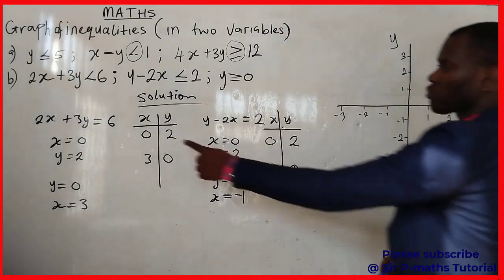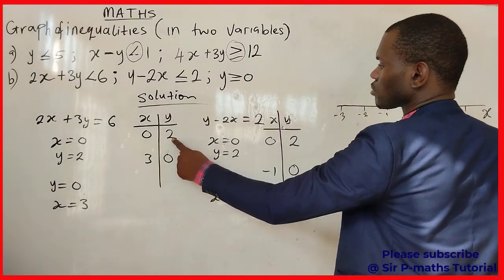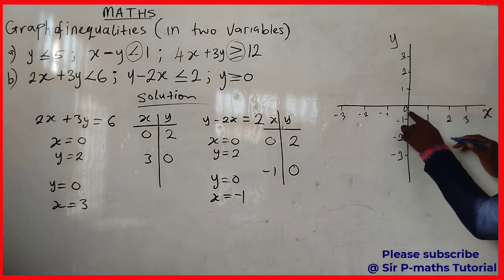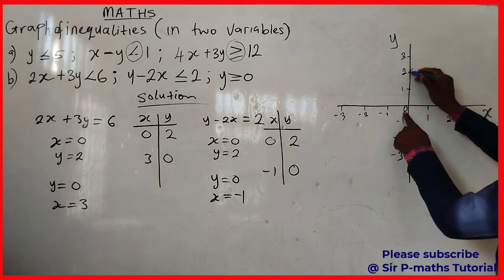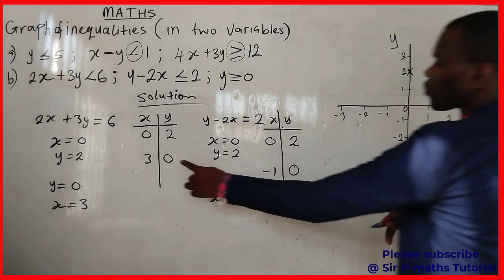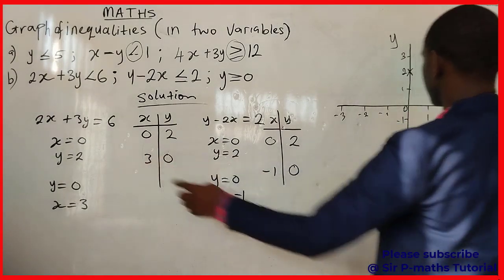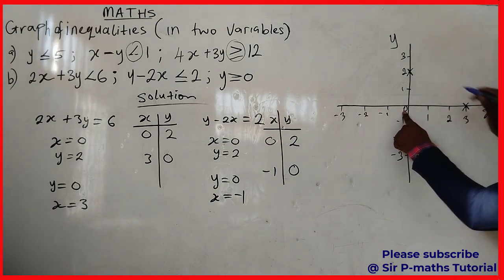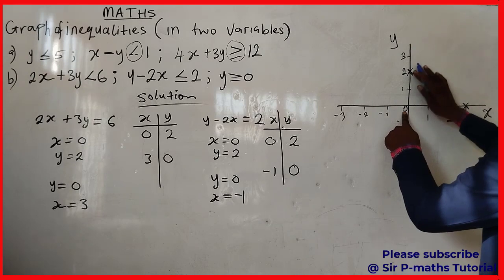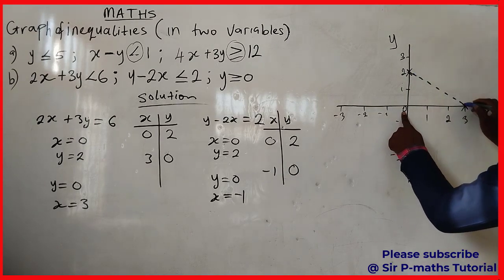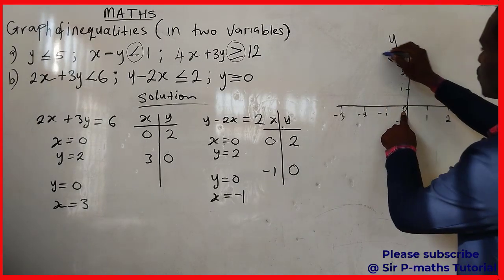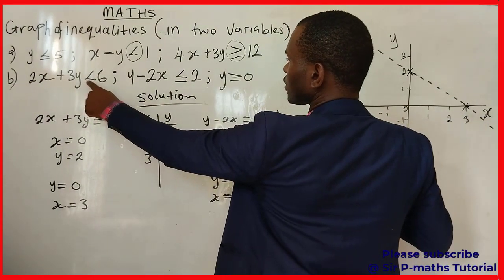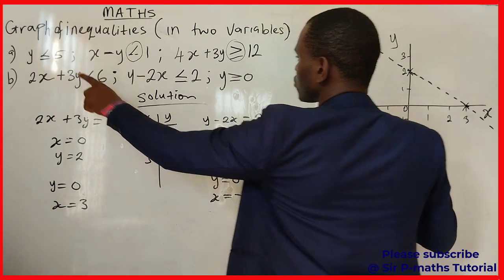Okay, we plot. When x is 0, y is 2. 0 is at the origin. So when x is 0, y is 2. I'll make an asterisk here. When y is 0, x is 3. Okay? Join the 2 points with dotted lines. Extend it a little. We use dotted lines because we have less than. When you have less than, you use dotted.